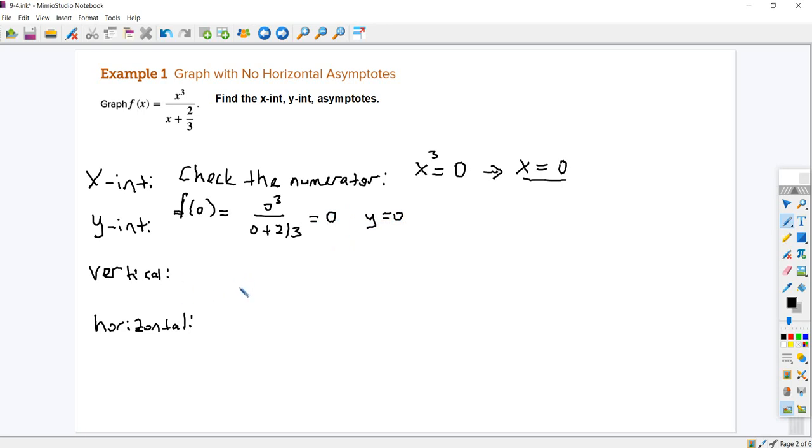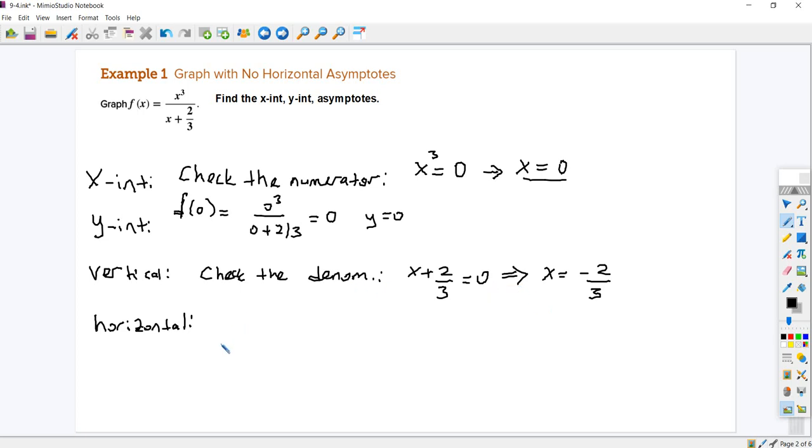For the vertical asymptote, remember what I said. Check the denominator. If you check the numerator, that will tell you about the x-intercept. If you check the denominator, that will tell you about the vertical asymptote, okay? So set the denominator, which is x plus 2 over 3, equal to 0. Solve for x. You know how to subtract 2 over 3. That's negative 2 over 3. Here will be our vertical asymptote. That's it. It might be more than 1 based on the degree in the denominator. Okay, you have only one here.